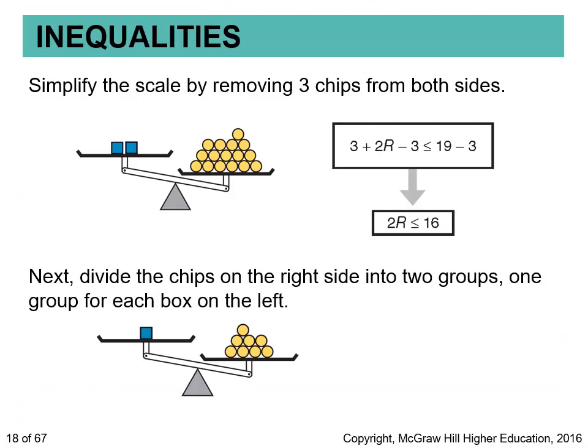To simplify that, I'm going to take 3 chips from each side. That's the same as subtracting 3. Then I have 2 boxes equals 16 chips. If I divide those 16 chips between the 2 boxes, that means that he can spend or ride at most 8 rides.